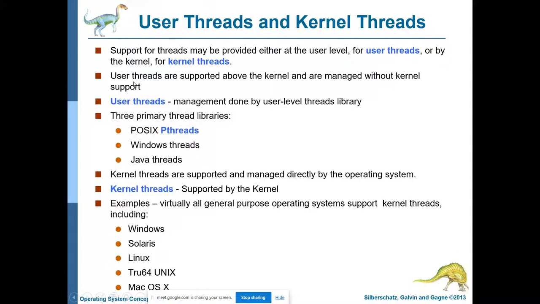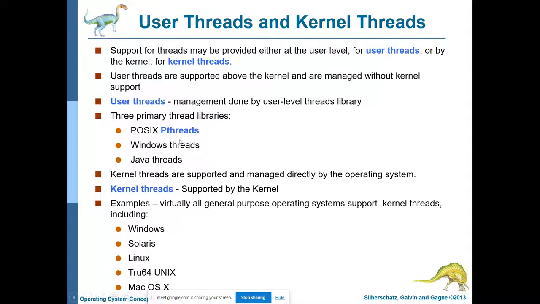So the threads executed by the user are not supported or managed by your kernel. Those threads are called user threads. They do not involve the system itself. User thread management is done by a user level thread library. So what is this thread library? We have discussed the POSIX thread library, which gives you the types of threads and tasks.